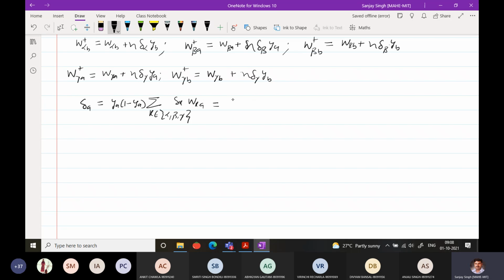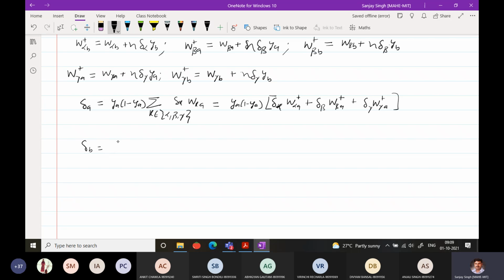Delta A equals YA(1 minus YA) times the sum over K. Once K takes the value of alpha, we get delta alpha W alpha A. Remember, those values we have already updated. So this will take plus delta beta W beta A plus delta gamma W gamma A. So this we found. Likewise, we'll be able to find delta B as well.